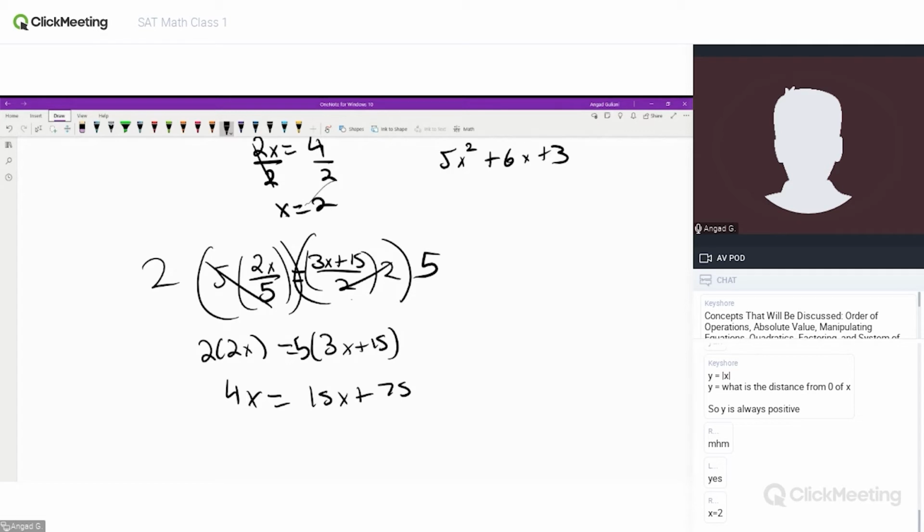Subtract this. Oh, 1 second, my pencil fell.